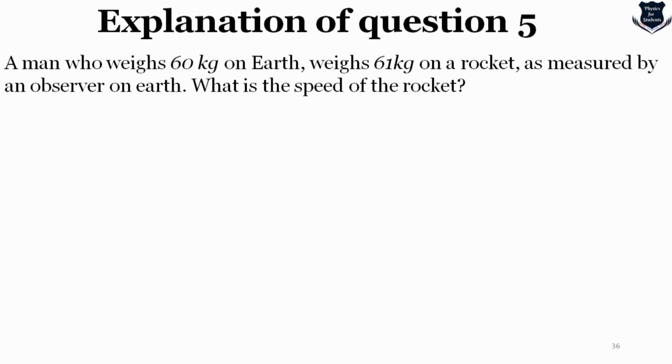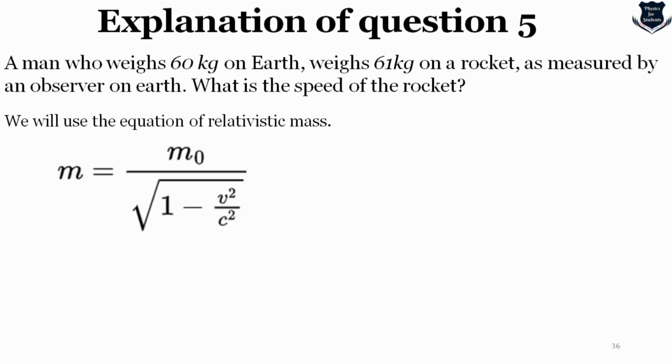Okay, this is another simple example. A man who weighs 60 kilogram on Earth weighs 61 kilogram on a rocket, as measured by an observer on Earth. What is the speed of the rocket? So a man who is weighing 60 on Earth is 61 on the rocket. So now we have to use what is called the relativistic mass, obviously, because we are given the mass 60, 61. We are given the mass and we have to find the speed of the rocket.